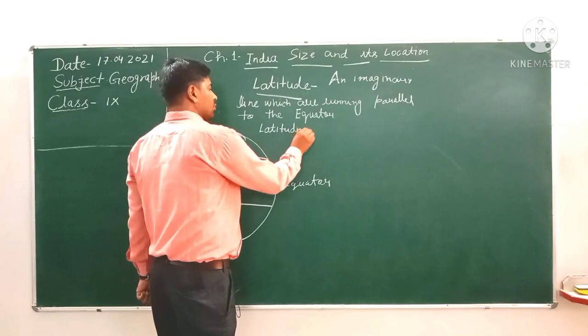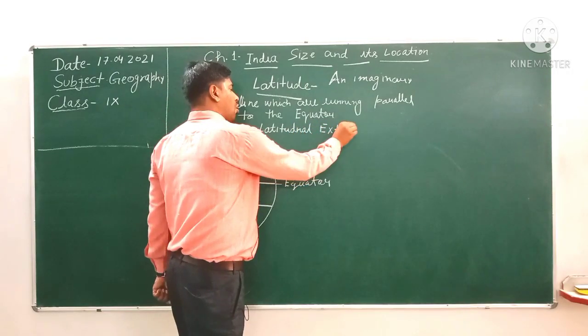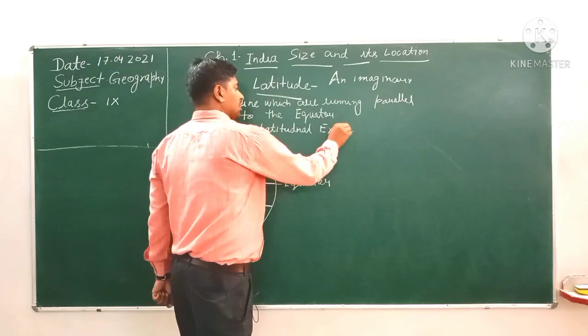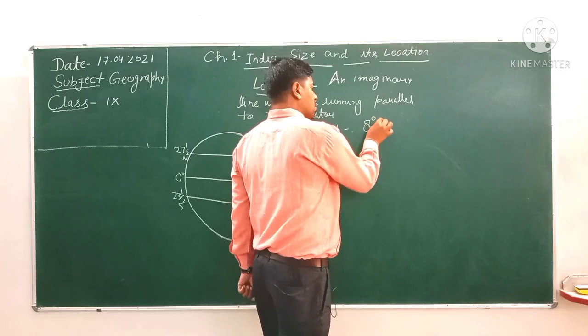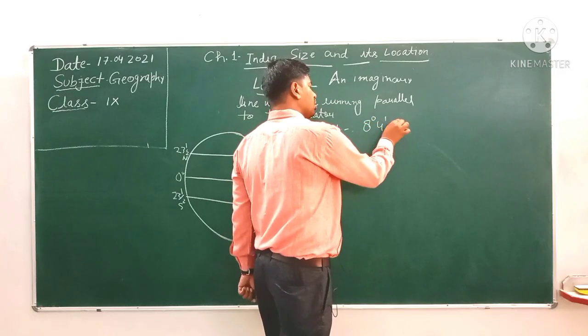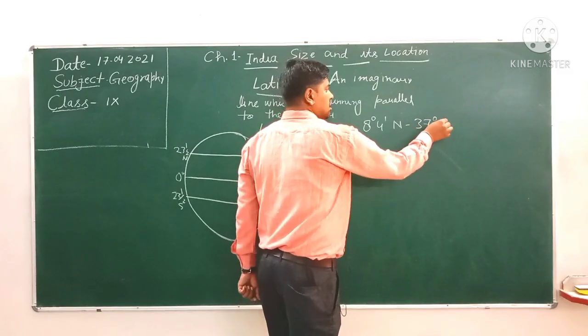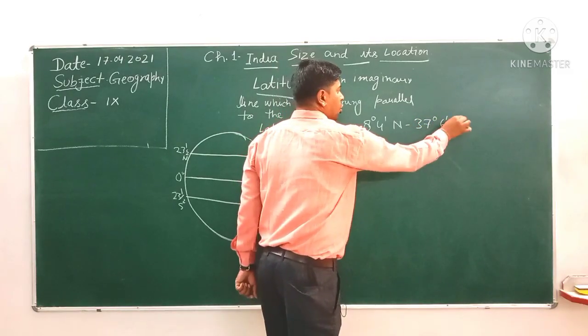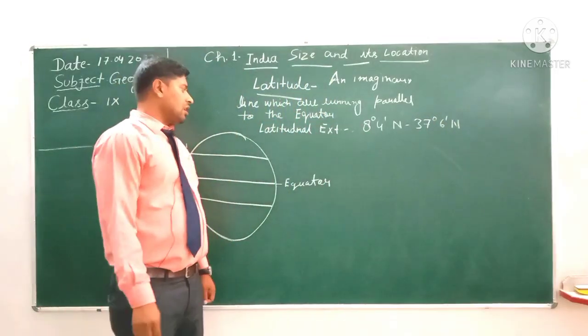Now students, we would like to know the latitudinal extension of India. The latitudinal extension of India is 8 degree 4 minute north to 37 degree 6 minute north. This is the latitudinal extension of India.